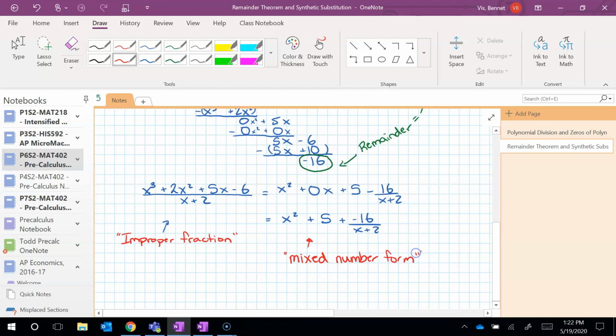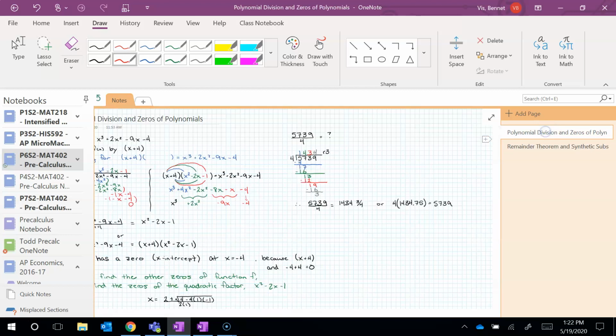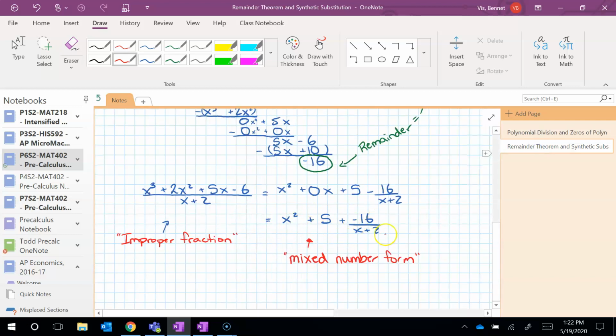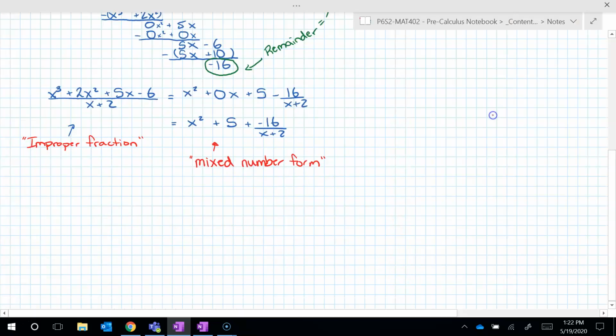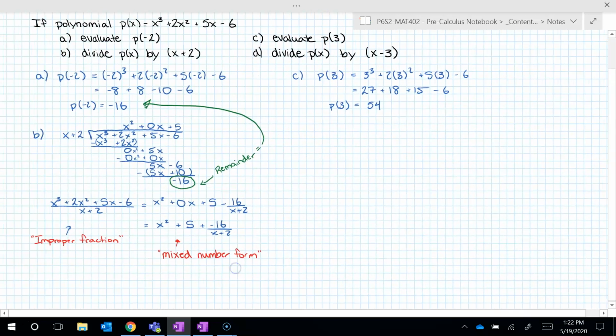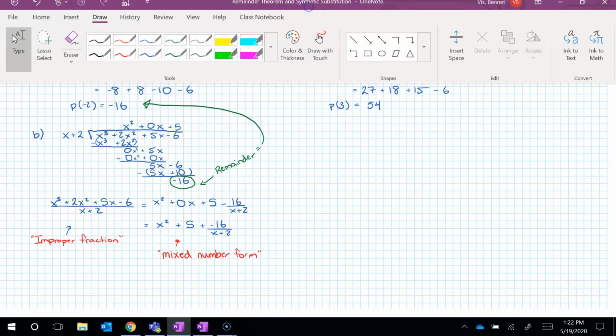Because it looks like a mixed number, right? If I go back to here, this is an improper fraction, the 5739 divided by 4. This is a mixed number, and this kind of looks like that second thing where I deal with that remainder there.